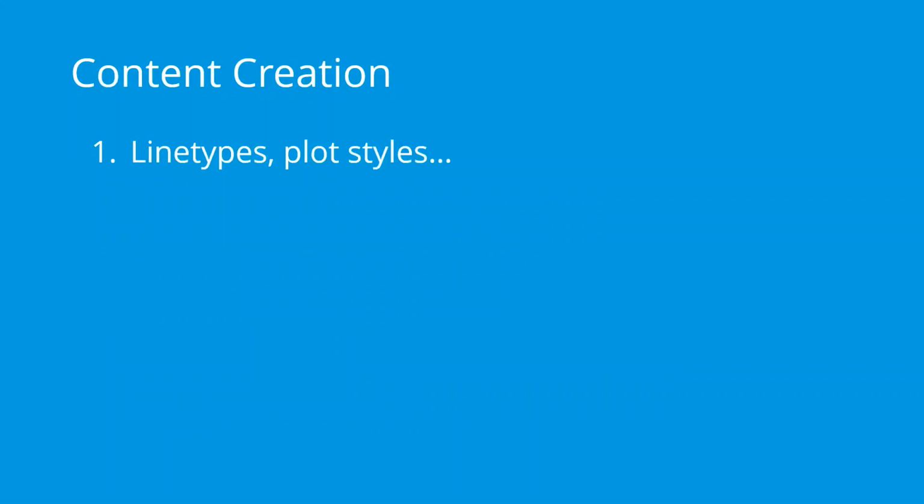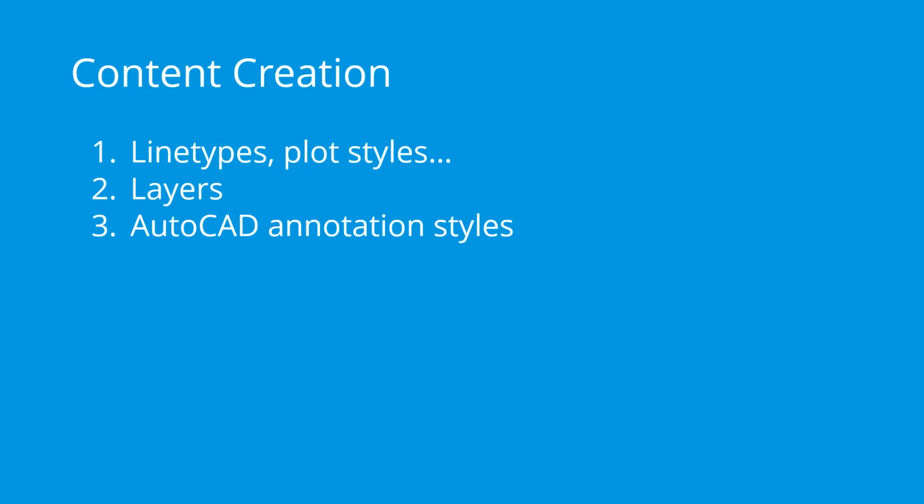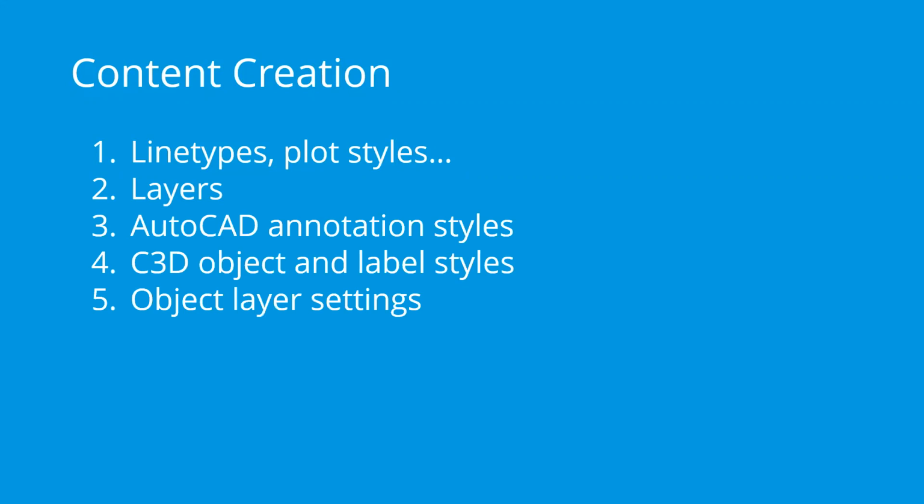So what does content creation involve? Tons of different things. I'll mention some primary categories, the way I think about it here. Line types, plot styles, a lot of that base AutoCAD stuff. Layers are a huge part of how we work in our drawings. AutoCAD annotation styles like text styles, dim styles. Of course, all of our Civil 3D object and label styles. That's a huge part of it. We often have thousands of those in a given template.